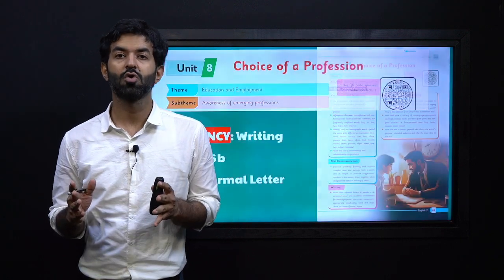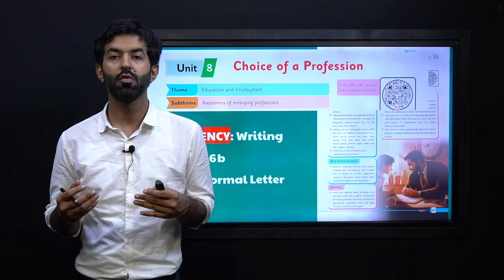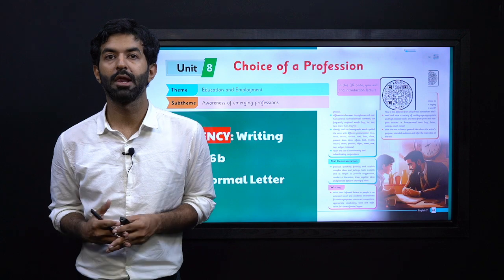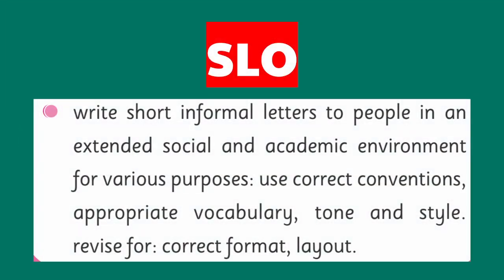Today we are going to talk about writing competency, and we will see how we can write informal letters. This is our learning outcome. It says: write short informal letters to people in an extended social and academic environments for various purposes.